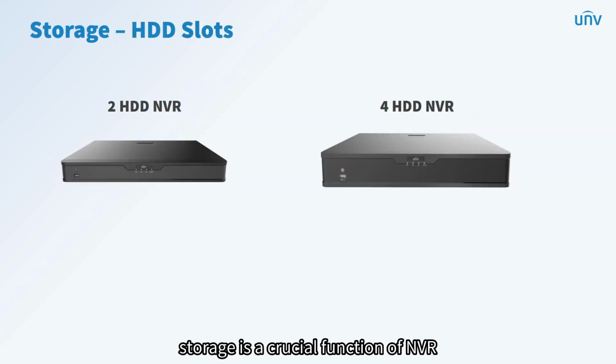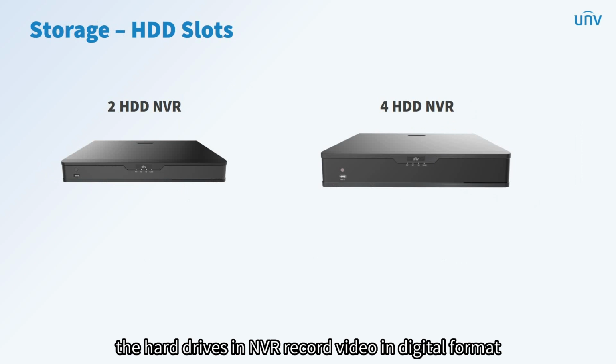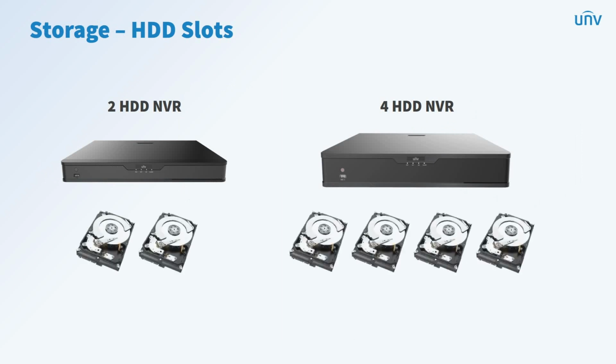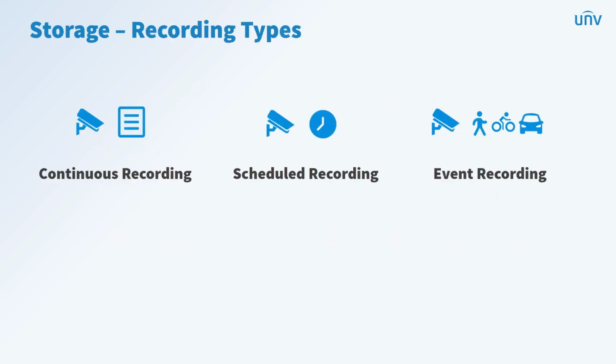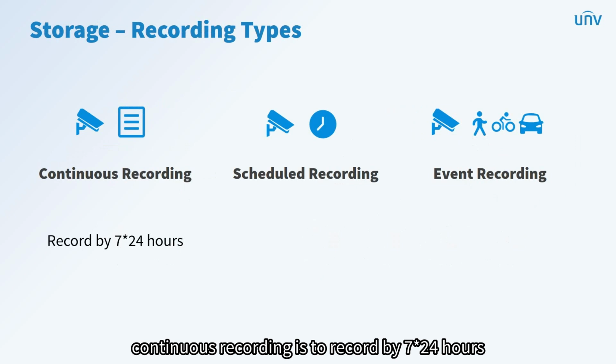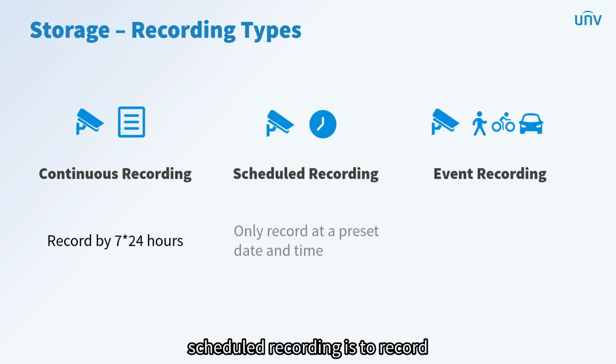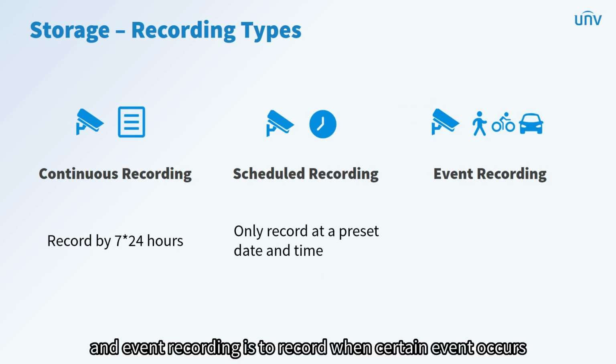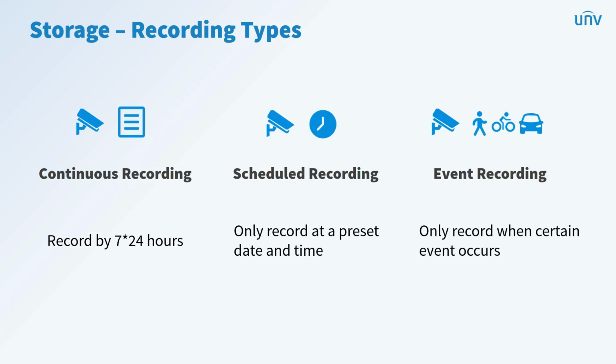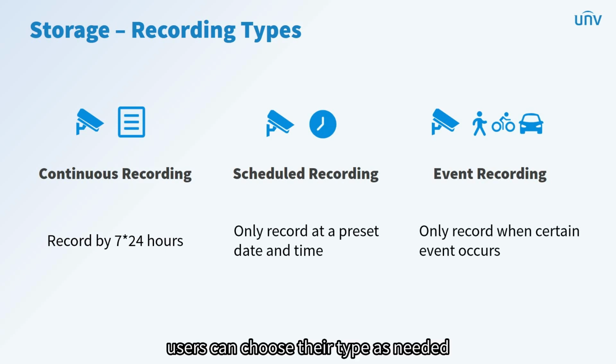Storage is a crucial function of NVR. The hard drives in NVR record video in digital format. There are 3 recording types. Continuous recording is to record by 7/24 hours. Scheduled recording is to record at a preset date and time. And event recording is to record when certain event occurs. Users can choose their type as needed.